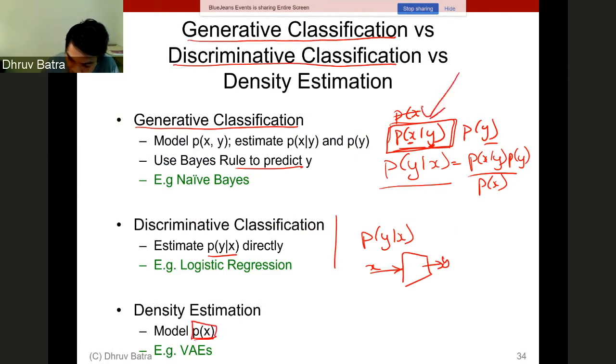Density estimation, or generative models for density estimation, are just about P of X. This, by the way, can also be a generative model. This is a conditional generative model that generates X conditioned on Y, but we will not study these today. We will just focus on P of X. Okay.